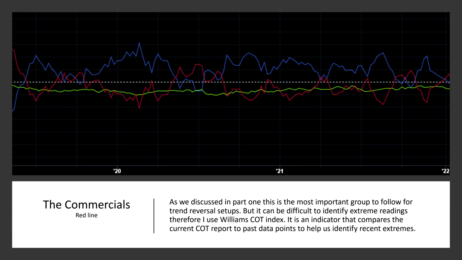As we discussed in part 1, this is the most important group to follow for trend reversal setups, but it can be difficult to identify extreme readings. Therefore, I use Williams COT Index. It is an indicator that compares the current COT report to past data points to help us identify recent extremes.